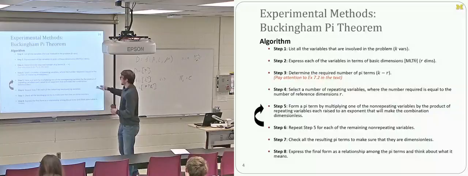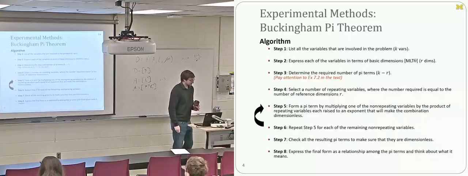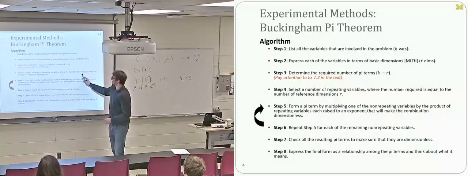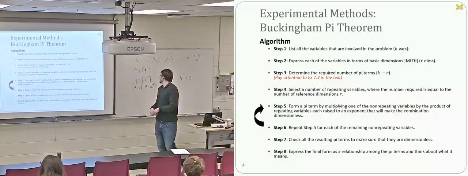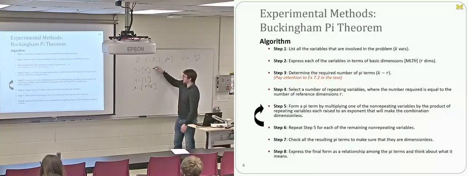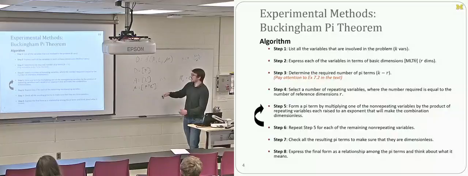All right, then this is where things get a little bit trickier. Well, not tricky, I should say, just less fluffy. You pick what are called repeating variables, which is why this method is called the repeating variable method, which basically are any variables that cannot be combined. For example, these three here could be picked as repeating variables because this has force, length squared, force time, length negative 2. There's no way you can take 2 of these and combine them in order to come up with the dimensions of a third, right?